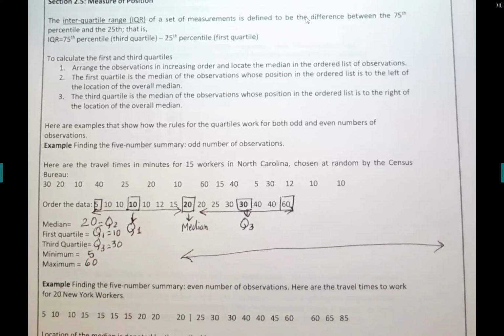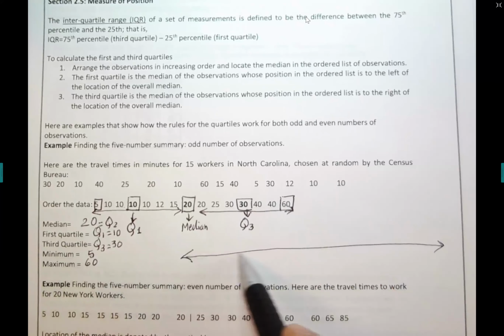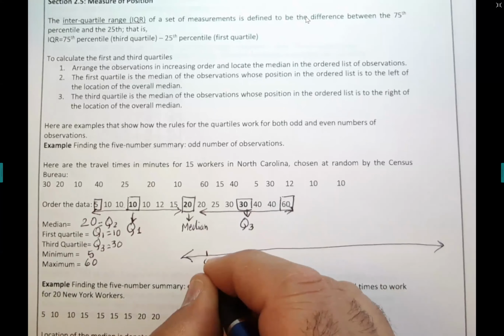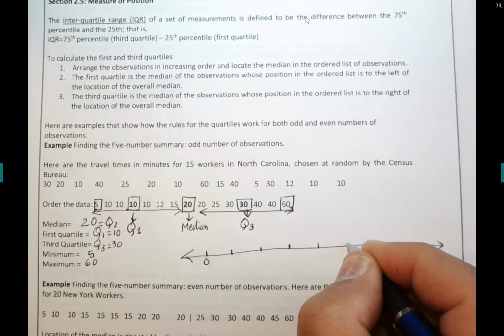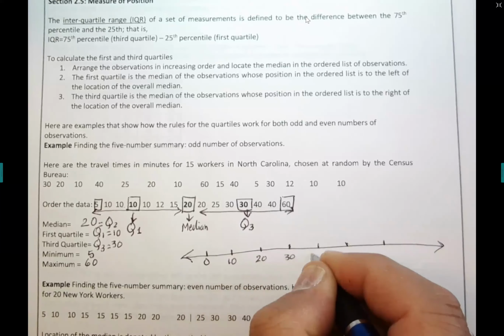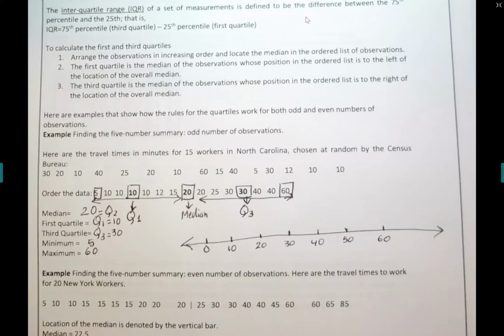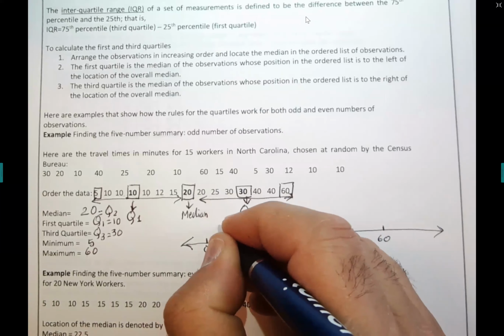You draw a number line. You figure out the minimum value, which is 5, and the maximum, 60. You need to scale this so you can show the 5 and the 60. Here's what I'm going to do, guys. I'm going to do 0, 10, 20, 30, 40, 50, 60. All right. And now let me show you how to create the box plot. You go to the minimum value, which is 5, and you put the dot right about 5. So this is the 5 right here, and you just put the dot here.